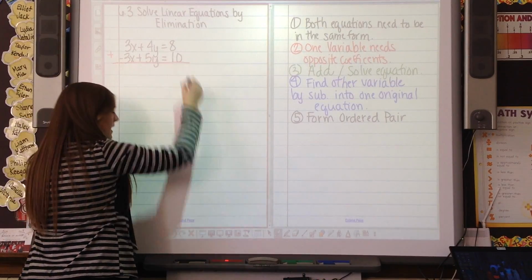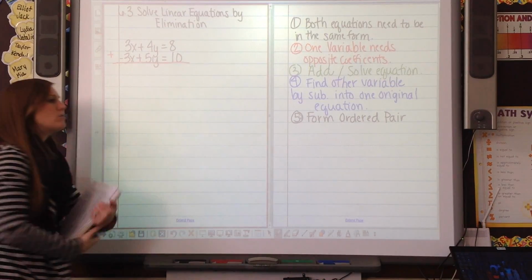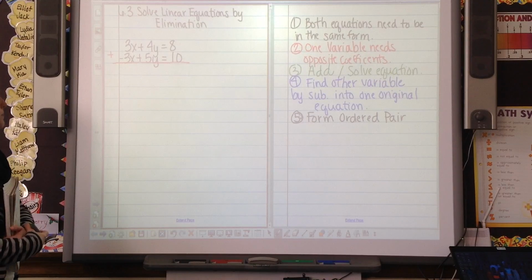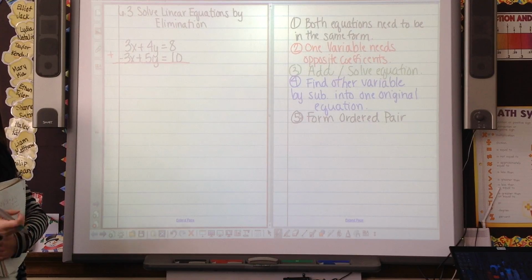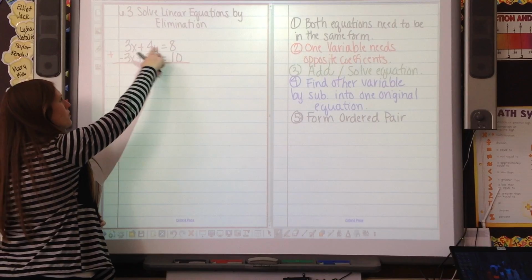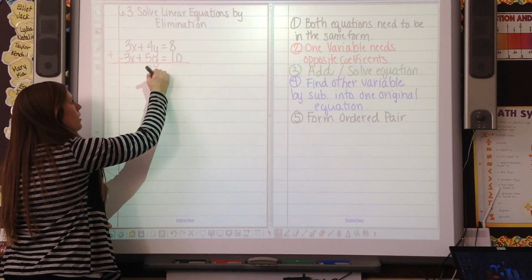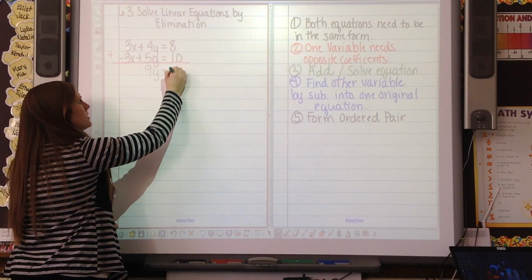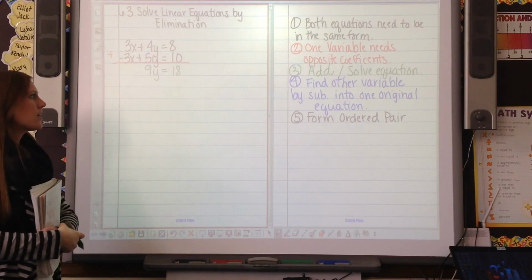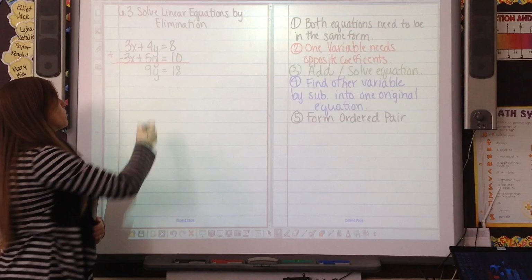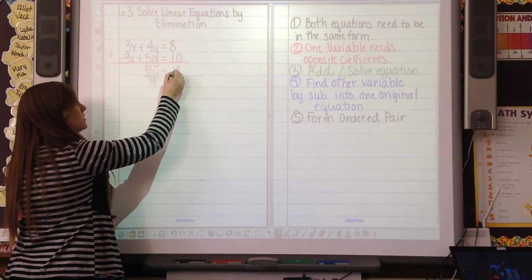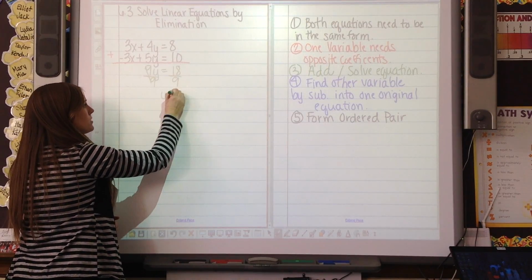Step 3 is going to be to add. Again, this works like when you add a multi-digit math problem. I'm going to start with the x's. 3x minus 3x is 0x. Do you see that that eliminates the x's? I'm not even going to put 0x. 4y plus 5y is 9y. 8 plus 10 is 18. Okay? Now I can solve this equation. 9y equals 18. I'm going to get y by itself. y would equal 2.